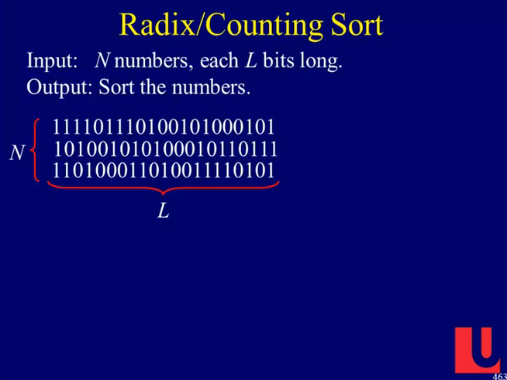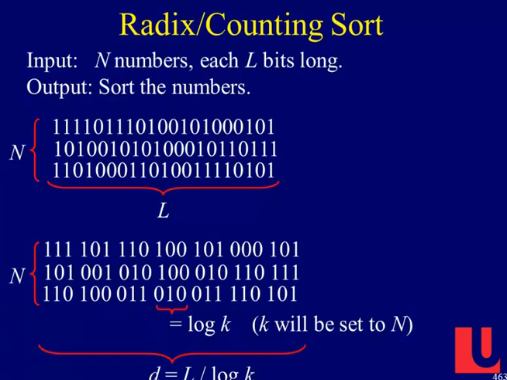But what's the size of this input? It's n times L bits, because each number is L bits and we have n numbers. So the total number of bits is n times L. And so what's our running time going to be? It's going to be order n log n. We'll review that in a minute, but let's go over what the algorithm is.